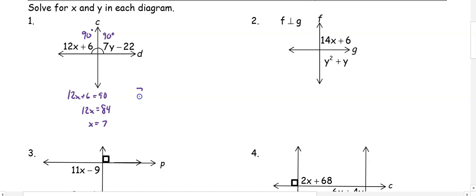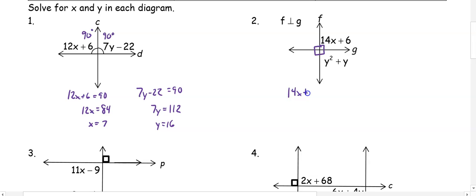We also have 7y minus 22 is equal to 90. So we can add 22 to both sides. 7y is equal to 112. When we divide by 7, y is 16. In number 2, F is perpendicular to G. So again, that means all of those angles are going to be right angles.